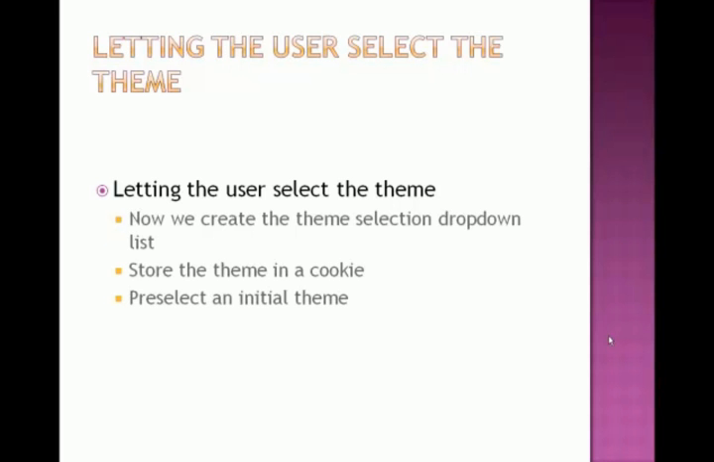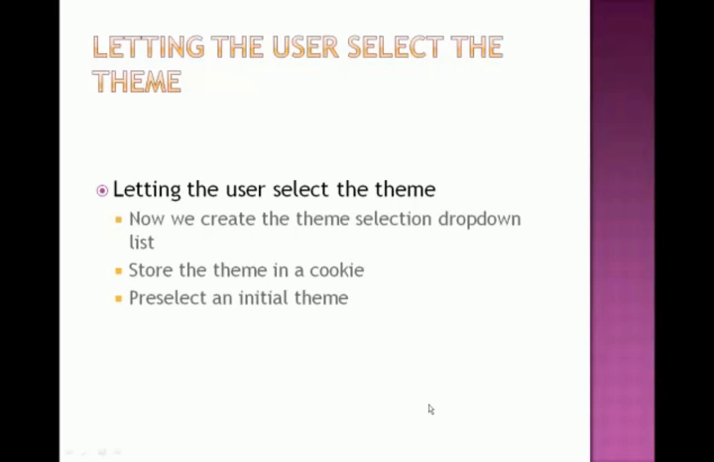So what we will do now is create the theme selection drop-down list, store the theme in a cookie, and pre-select an initial theme for the website. Then the system would essentially run the base page whenever the choice of theme changes from the user. And it stores the data in the cookie, and the next time, your server would retrieve the cookie and apply your choice of the theme instead of the initial theme that we create.